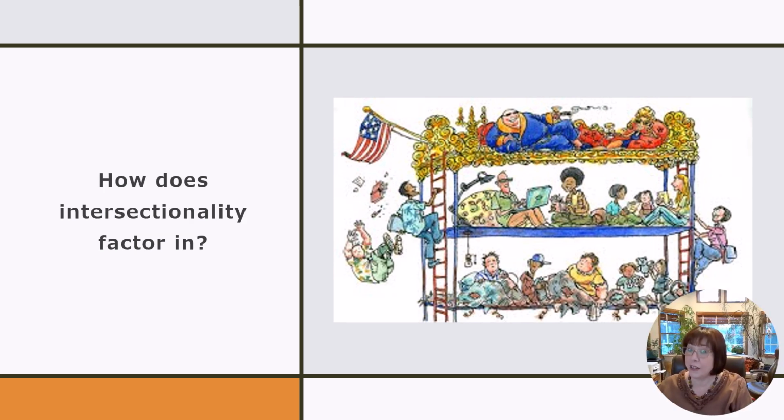How does intersectionality factor in? Well, there is the intersection of race and class. Racial minorities often experience lower wages than their white counterparts. Schools represent Western and middle-class perspectives and typically reject linguistically diverse students' home languages and cultures. There is systemic bias in the criminal justice system that disproportionately affects racial minorities and low-income individuals.